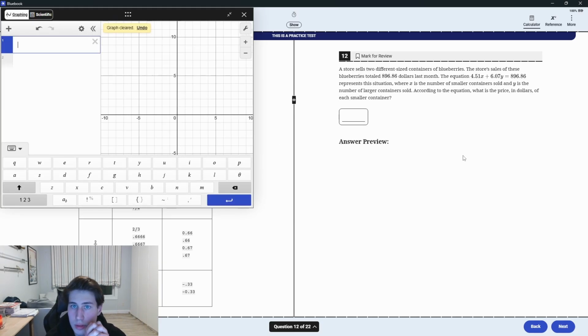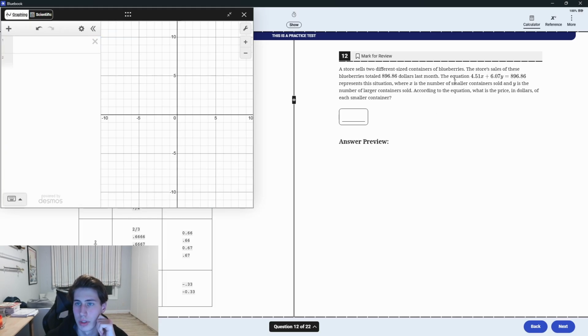So number 12. A store sells 2 different size containers of blueberries. The store's sales of these blueberries totaled this number plus last month. The equation represents the situation where x is the number of smaller containers, y is the large containers. What is the price of each smaller container? So the smaller container is x, so x is 4.51. So that's how much it costs per small container.